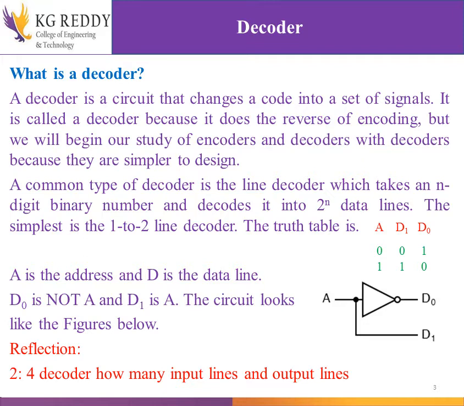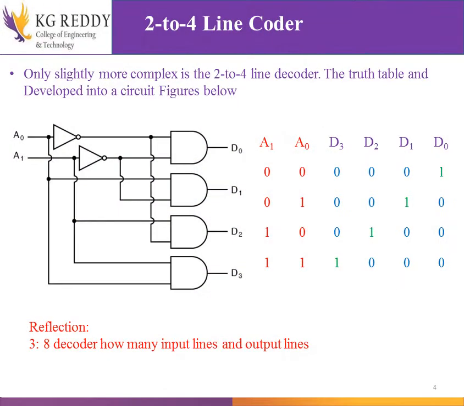The simplest is the 1 to 2 line decoder. For the 2 to 4 line decoder, let us see the truth table and its implementation circuit also. Only slightly more complex is the 2 to 4 line decoder, the truth table and the circuit figure shown below. It has 2 inputs and 4 possible outputs.